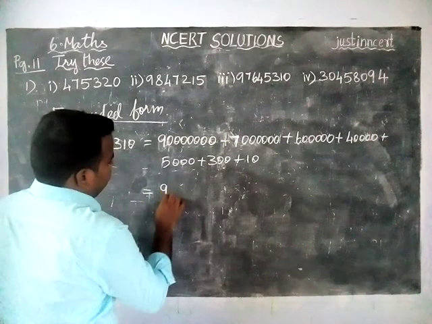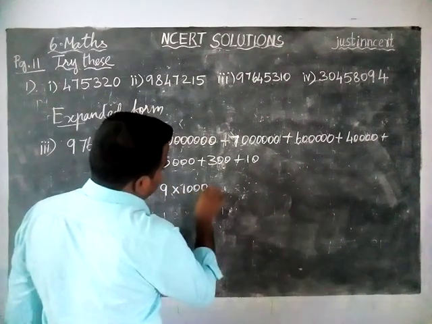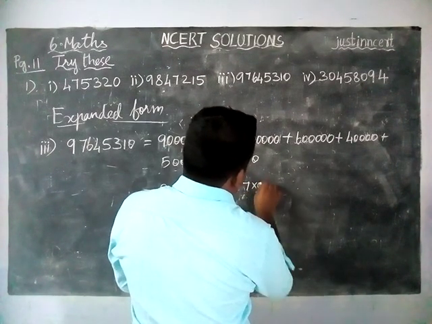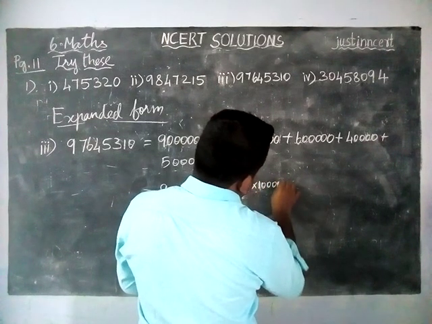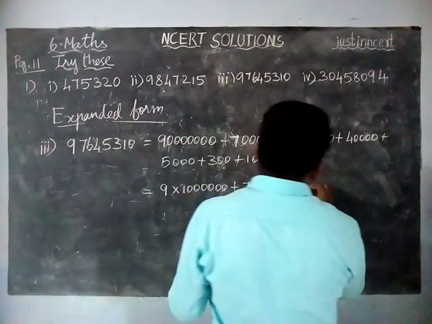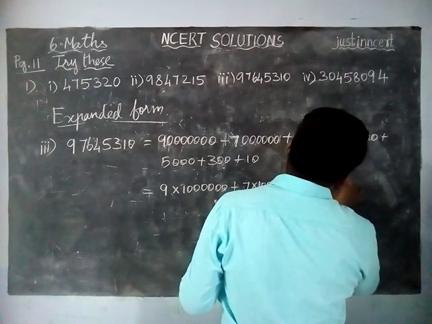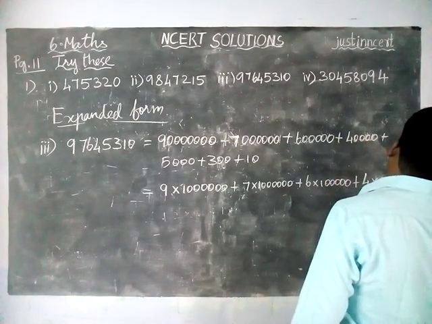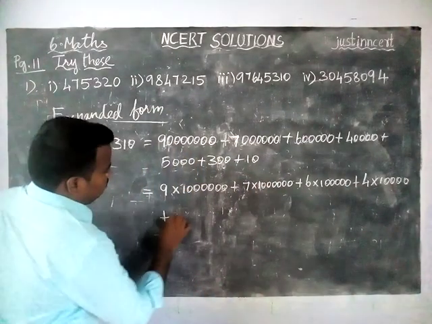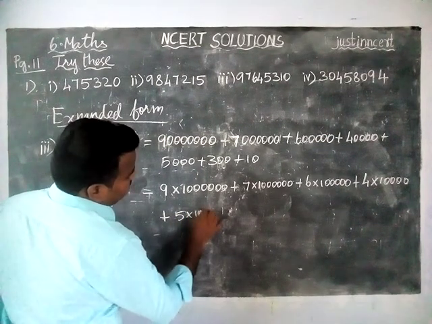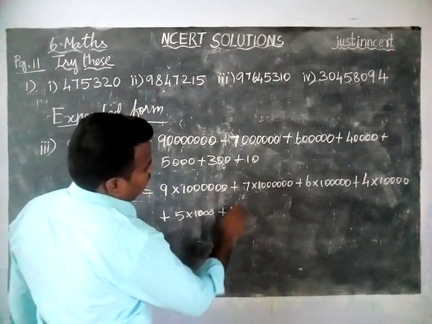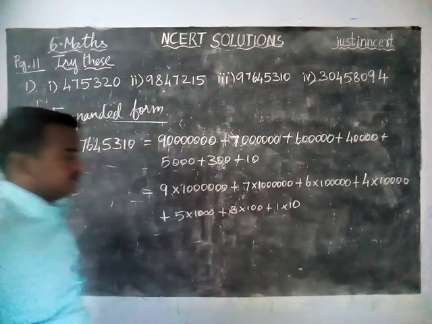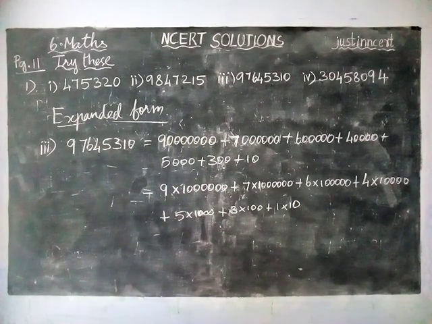Now, 9 into 1 crore plus 7 into 10 lakhs plus 6 into 1 lakh plus 4 into 10,000 plus 5 into 1,000 plus 3 into 100 plus 1 into 10. Next, fourth sum.